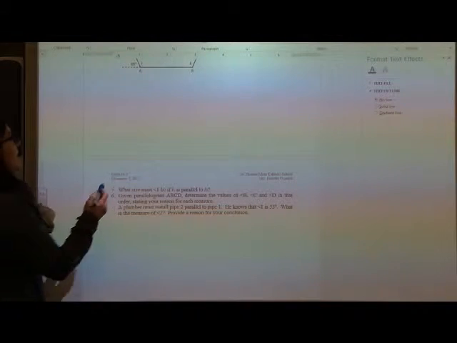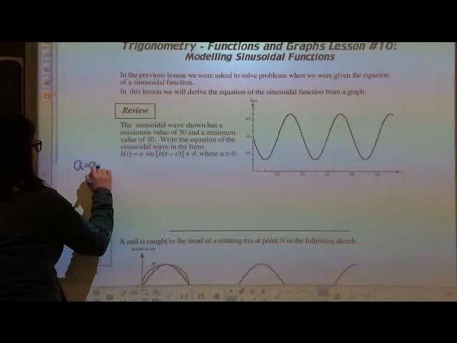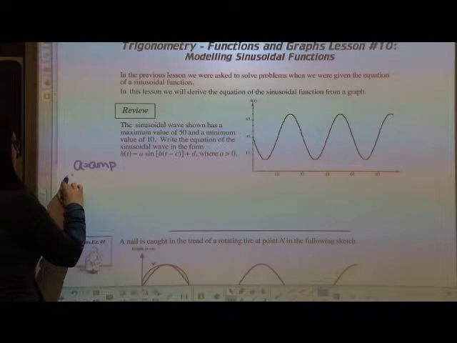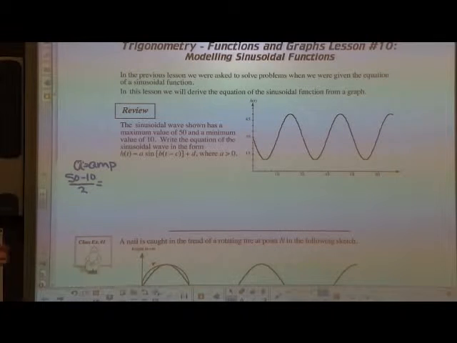So what do I know about the value of A? What does A correspond to? A is the amplitude. So A is amplitude. How do I calculate the amplitude? So 50 minus 10 divided by 2 equals 20. Okay. I usually do the A and the D first, and then I look at B and C afterwards.